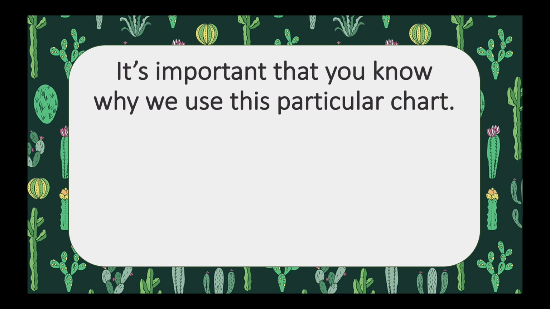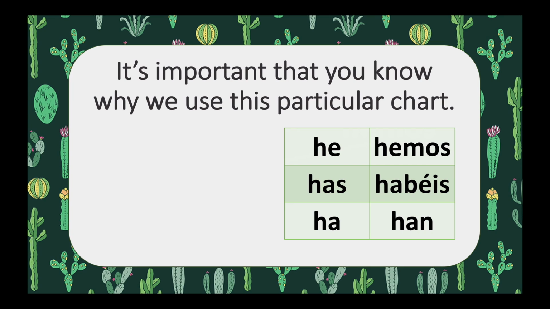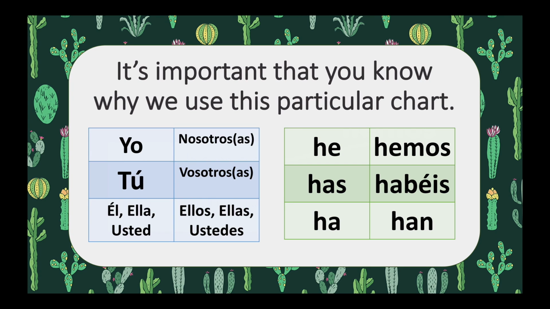It's important that you know why we use this particular chart. Every spot on this chart has a meaning because it correlates with our subject pronoun chart. So because yo is always in the upper left-hand corner and yo means I, we know that is going to have something to do with I. So that means in this case it's I have, since we know this verb means has or have.